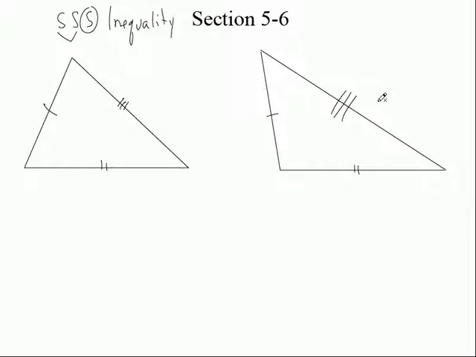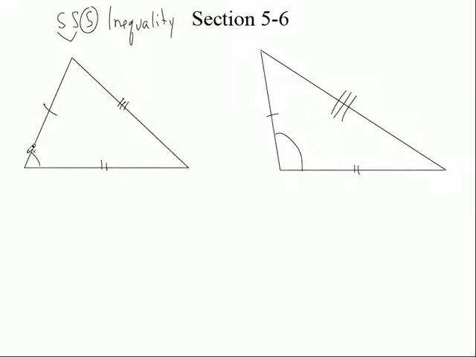The third one is not equal, is it? All right, this one is smaller than this one. If we have a situation like that, let's take a look at the angle that's opposite the smaller side, and let's take a look at this angle right here, opposite the bigger side. What do you think is true about this angle compared to this angle right here?